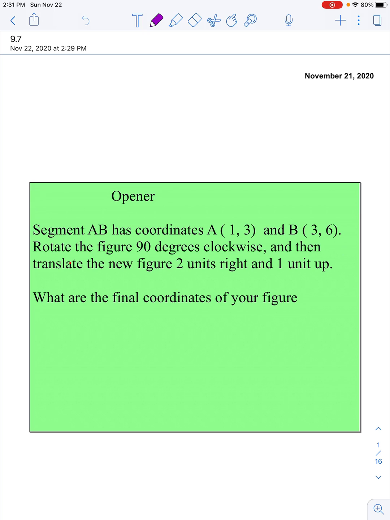It says segment AB has the coordinates that are there. First, it wants us to rotate that figure 90 degrees clockwise, and then translate it 2 units right and 1 unit up. We did not learn any type of rules for clockwise rotations. We said instead we were going to convert it to counterclockwise. So 90 degrees clockwise is actually 270 degrees counterclockwise.